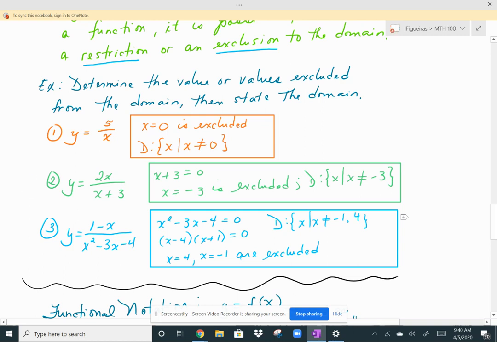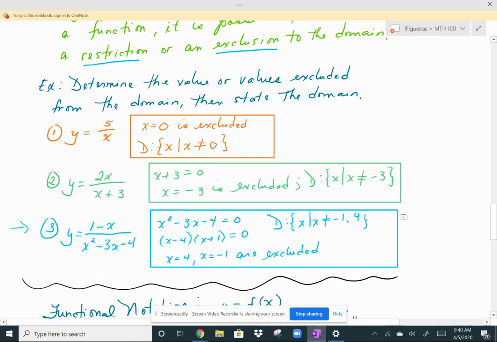Okay, so in terms of domain, you would say that the domain is the set of all x such that x is not equal to negative 3. Again, that means any real number except negative 3 is in the domain. All right, now let's look at the third one. Third one is a little bit more complex. I have y equals 1 over x divided by x squared minus 3x minus 4.